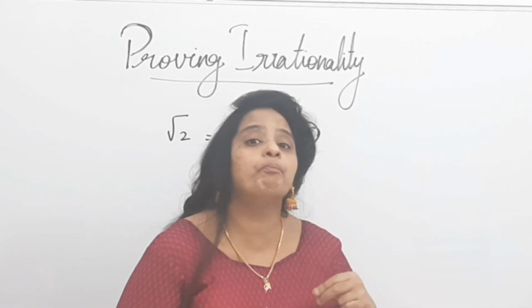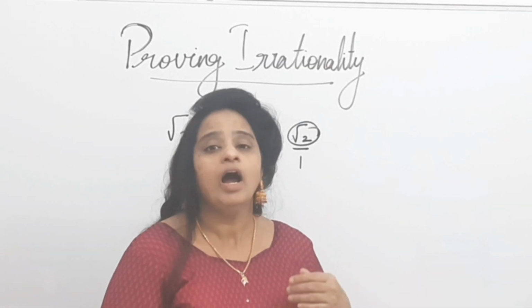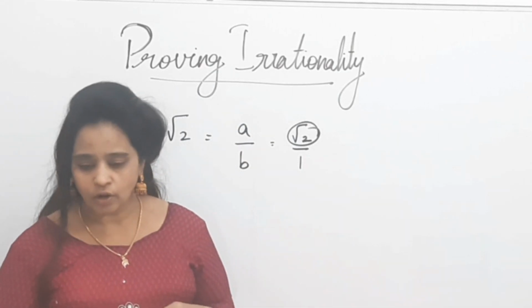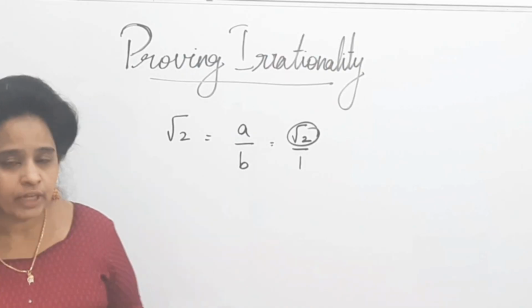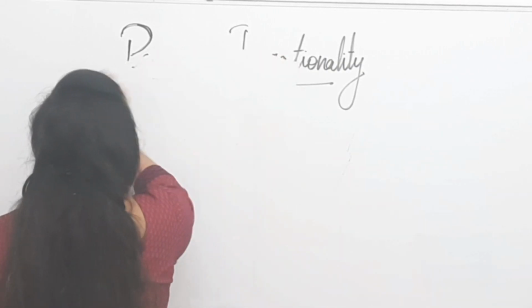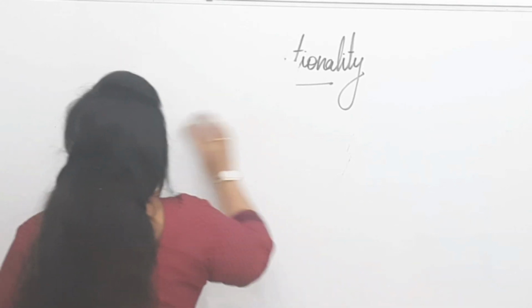Now, we have to prove how this root 2 is an irrational number. Shall we go on for the proof? Prove that root 2 is irrational. So, how do we prove root 2 is irrational? You must know by now, through all these years that you have studied math in 9th standard, how to prove a theorem. When the statement is given, how do we prove the theorem?